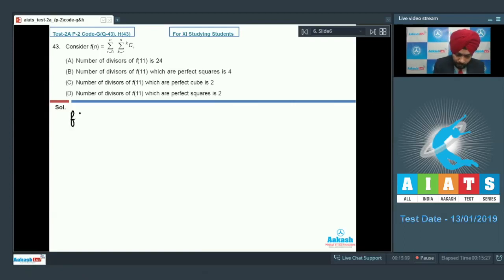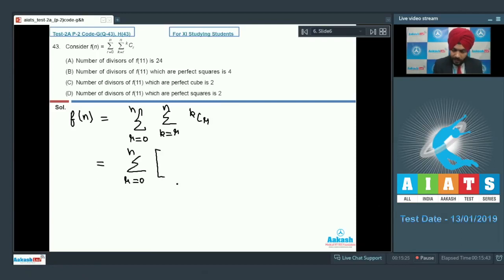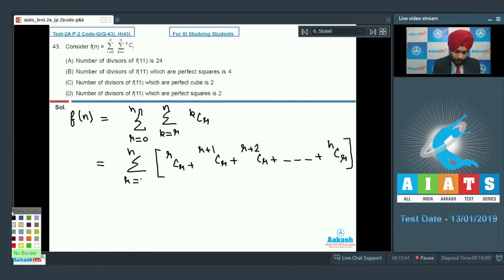f(n) is equal to summation r, which will be opened later, from 0 to n. Summation k from r to n will be opened in the first step. So let us open the inside summation. Sigma r from 0 to n, k is starting from r and going up till n: rCr plus r plus 1 Cr plus r plus 2 Cr, so on till nCr. Obviously n has to be greater than r, no doubt in that. Now students, I am writing the first term, which is equal to 1, as r plus 1 C r plus 1.